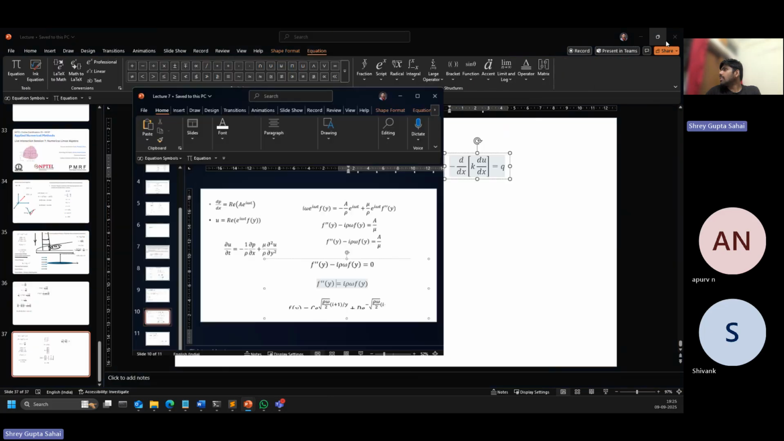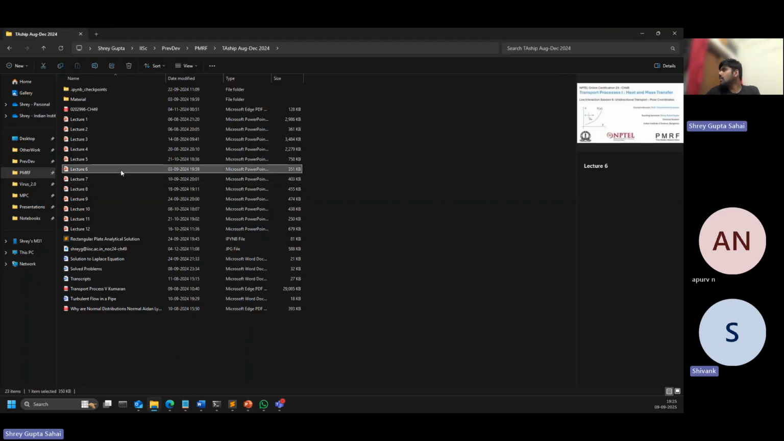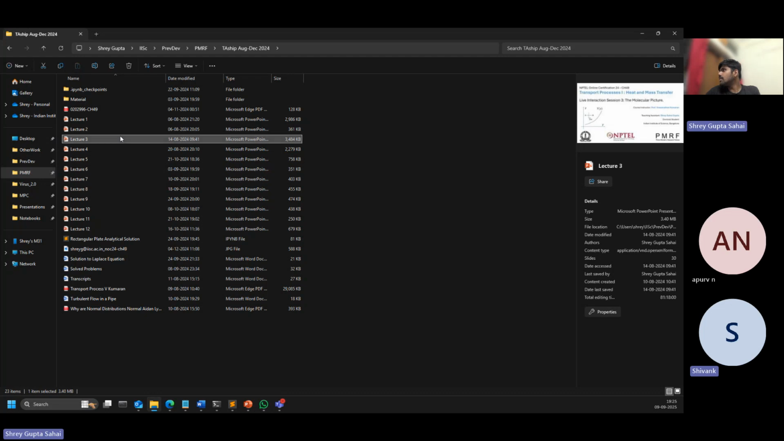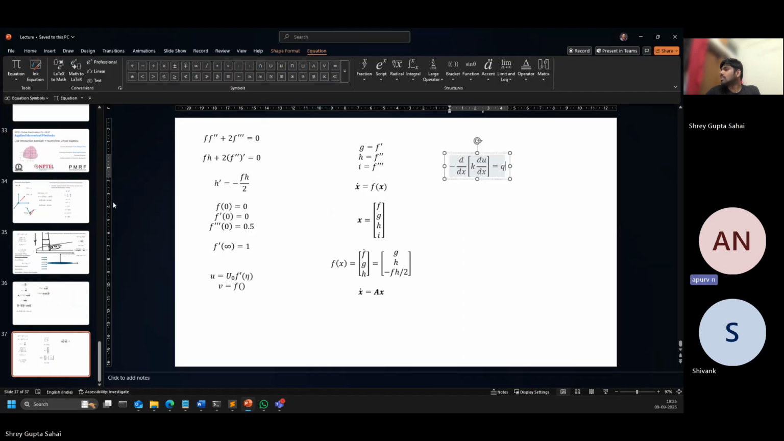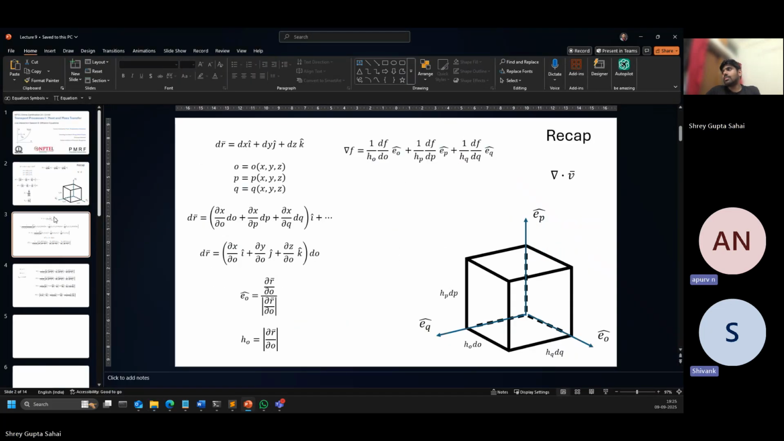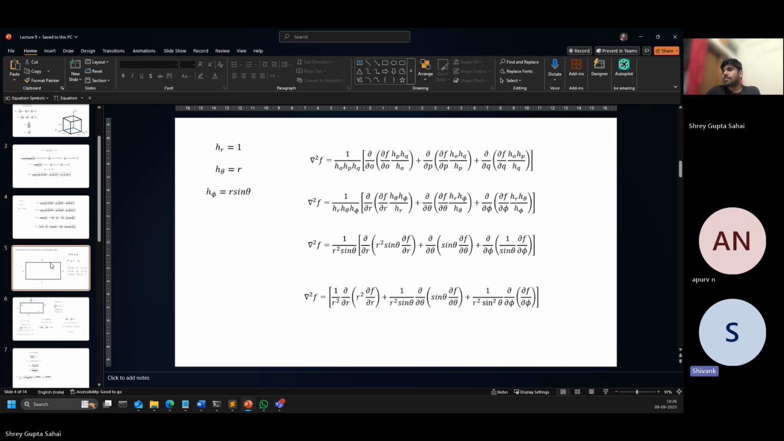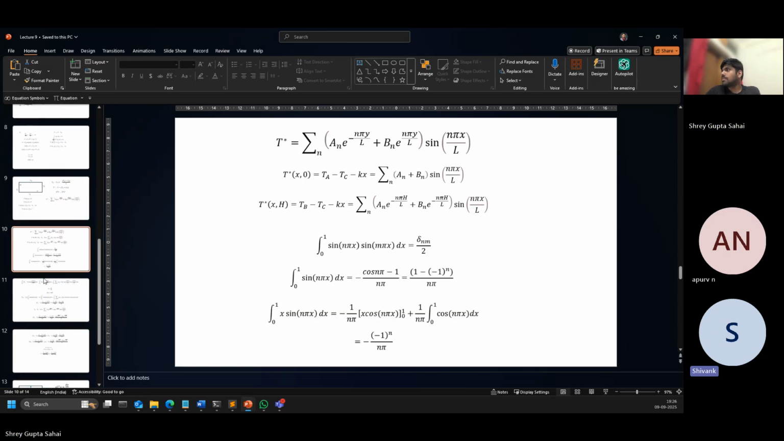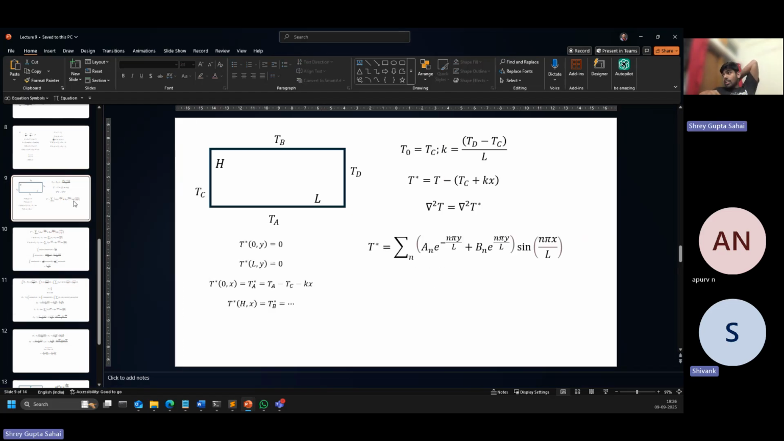I'm trying to open a slide where I've solved an eigenvalue problem before. You can go ahead with heat transfer. Don't worry about solid mechanics. In vibration, eigenvalue problems also come. We can understand eigenvalues very easily in vibration, but in the context of heat transfer this is where it is.